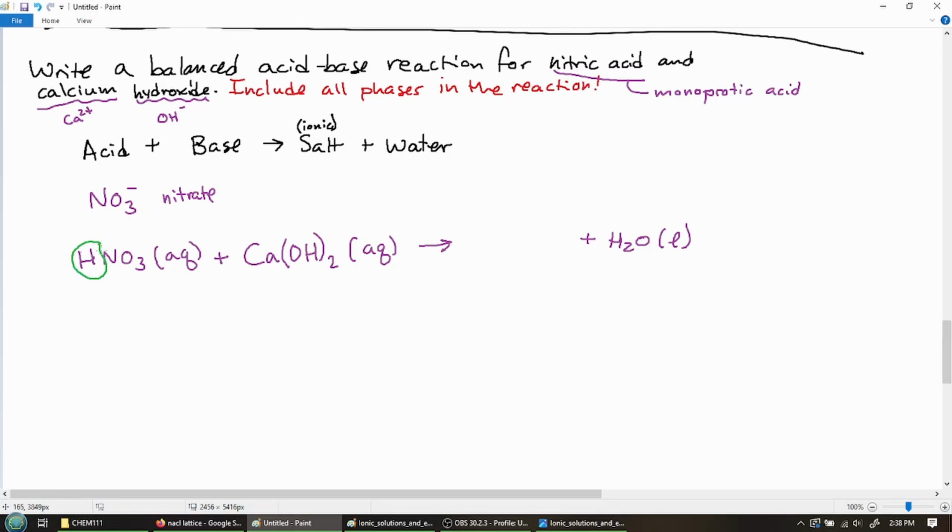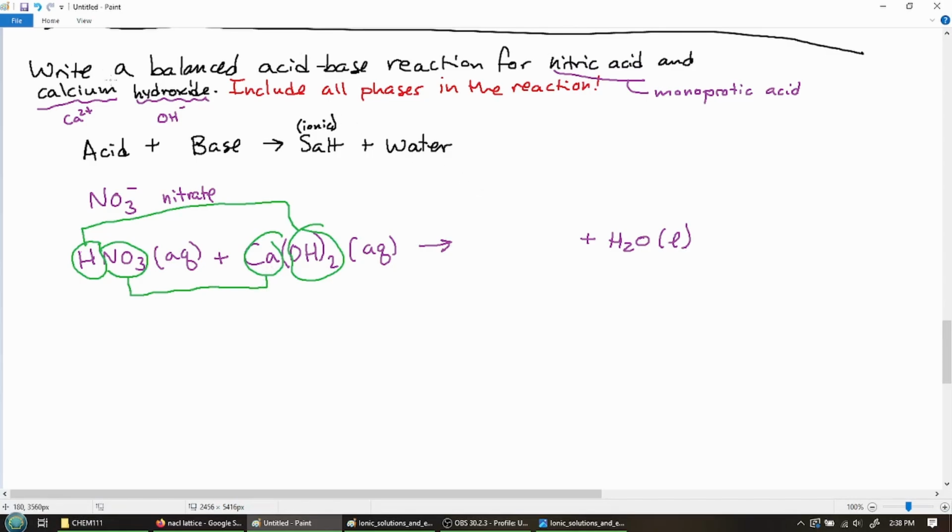So for instance, for this first one, I've got H and NO3. For this second one, I've got calcium and hydroxide. To form the water here, you can look at it like I took the hydrogen and the hydroxide and combined them. So to figure out what the ionic salt would be, I can take the other two species and combine them.